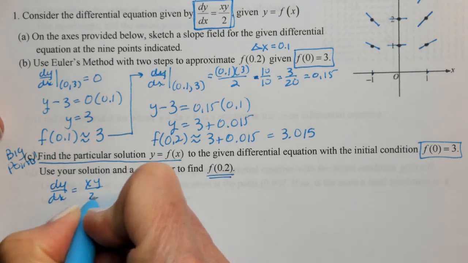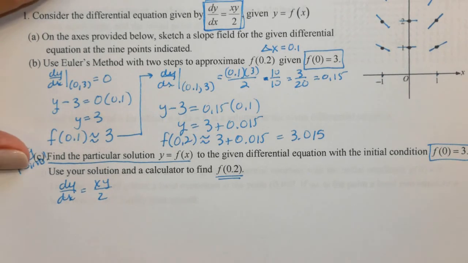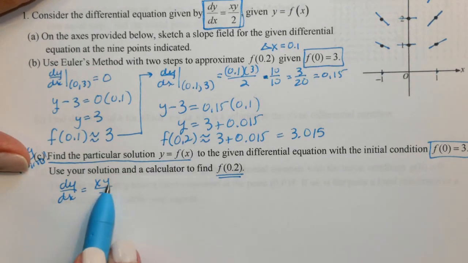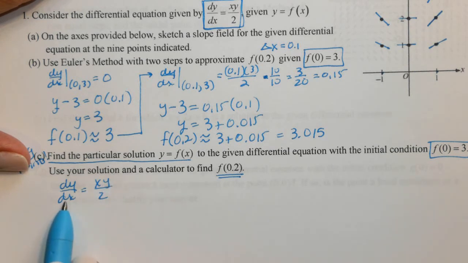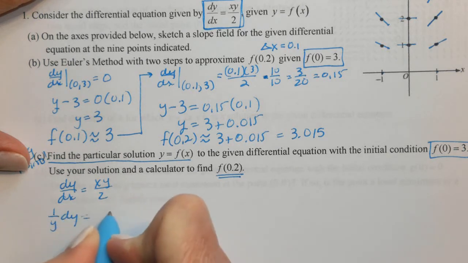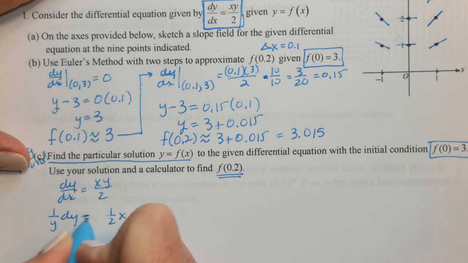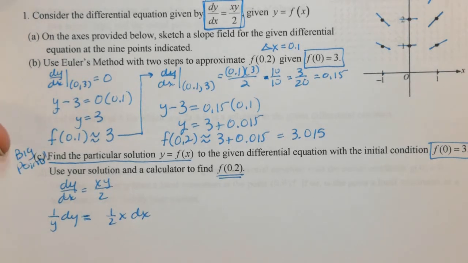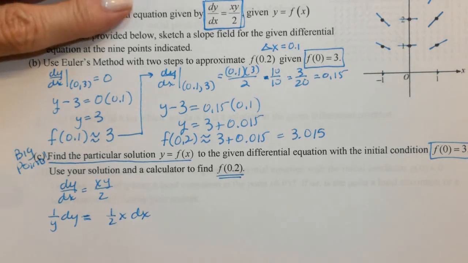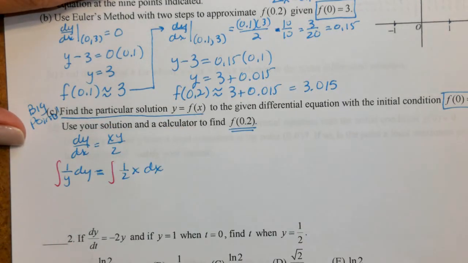First step is to separate. Separate and then integrate, right? So I'm going to separate. I'm going to divide both sides by y. I'm going to multiply both sides by dx. So I'm going to have 1 over y dy is equal to 1/2 x dx. So that's separated. That's worth a point or 2 on my test.